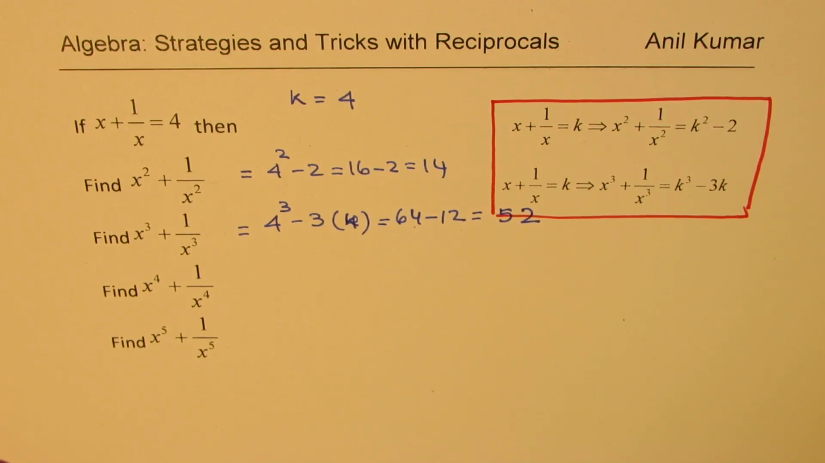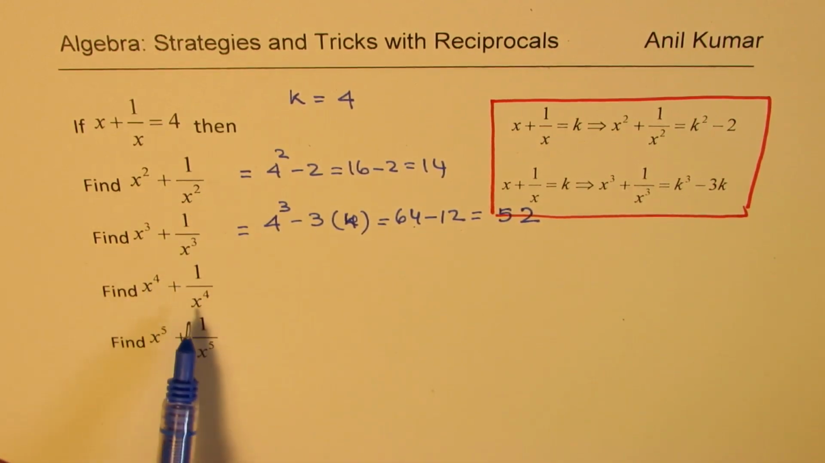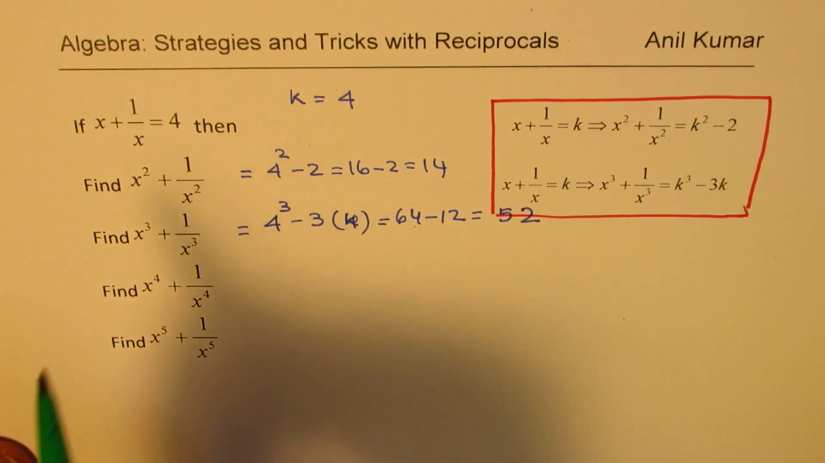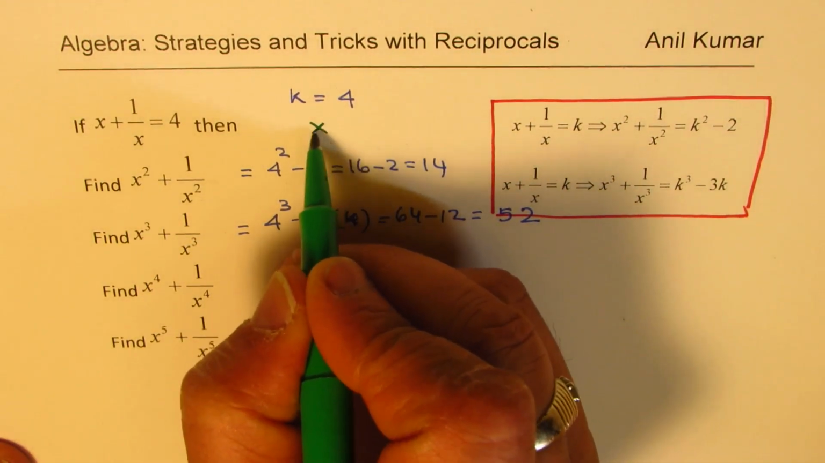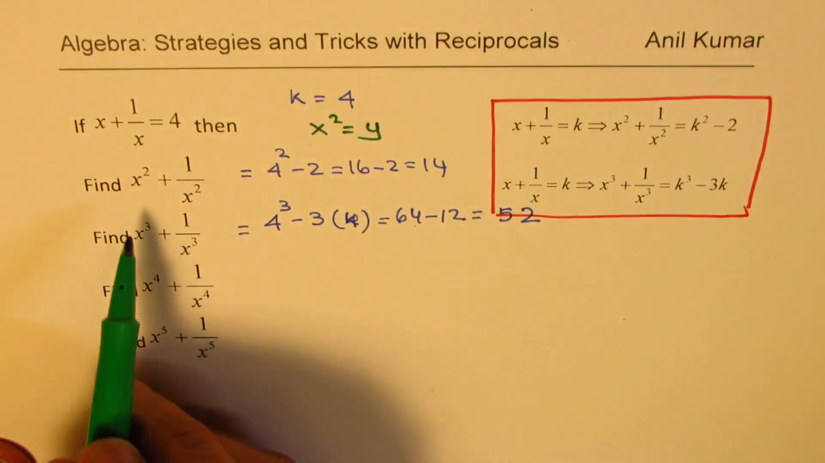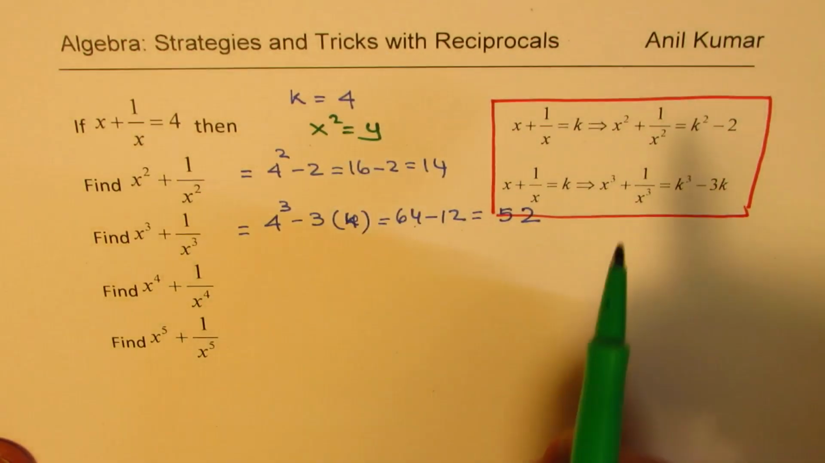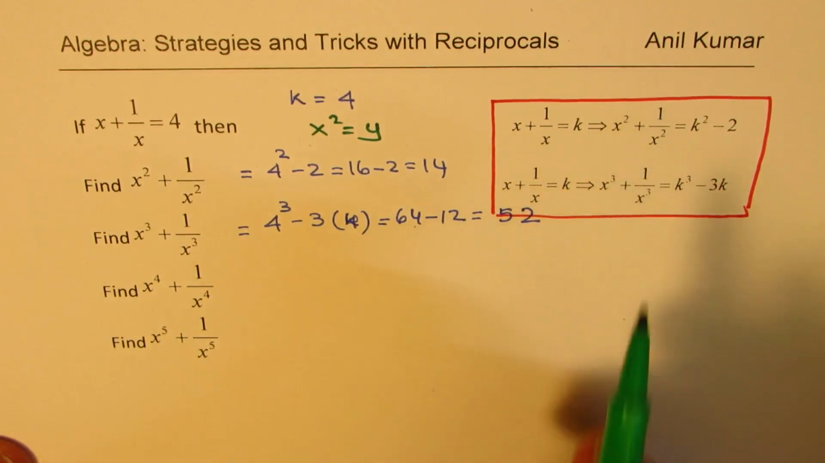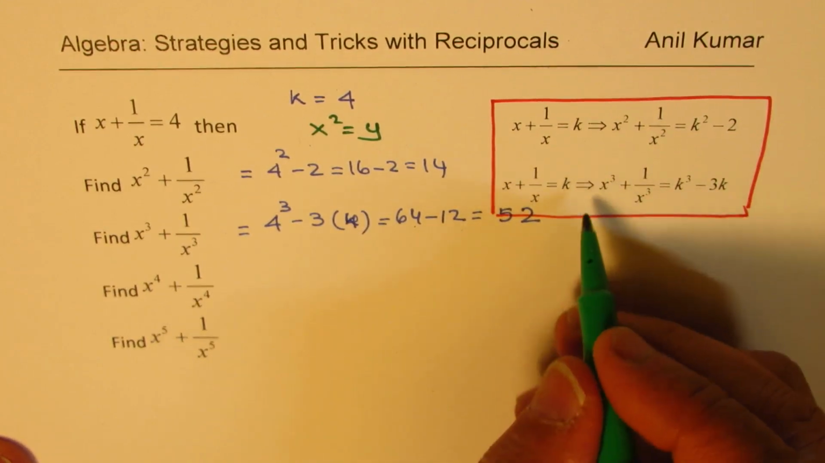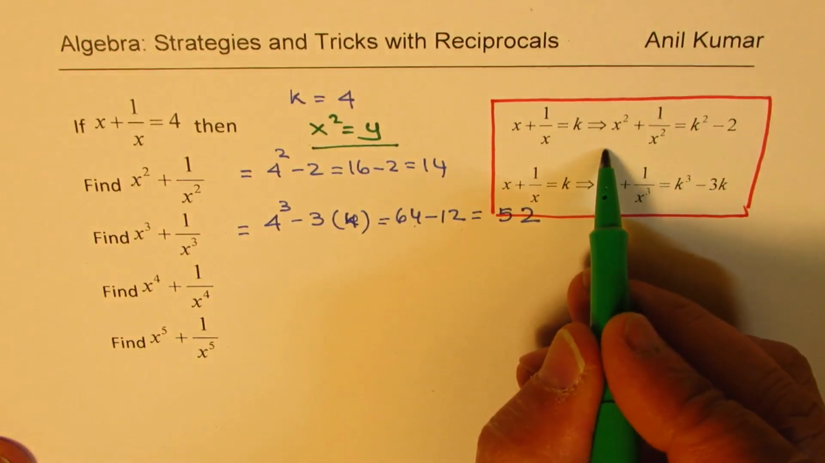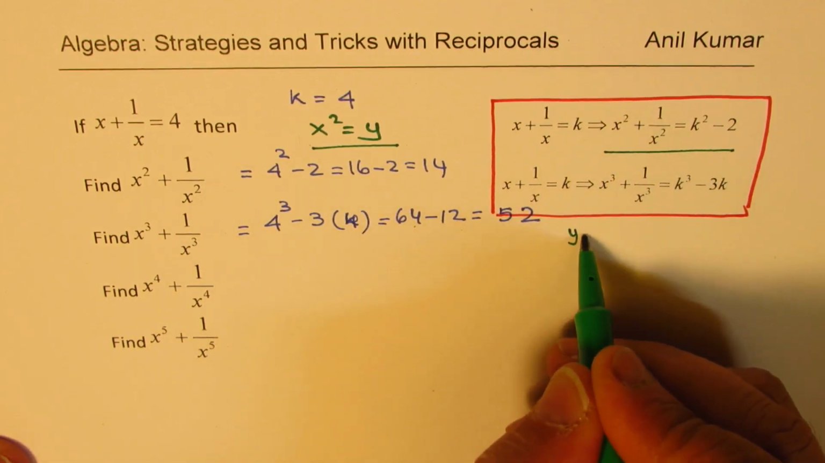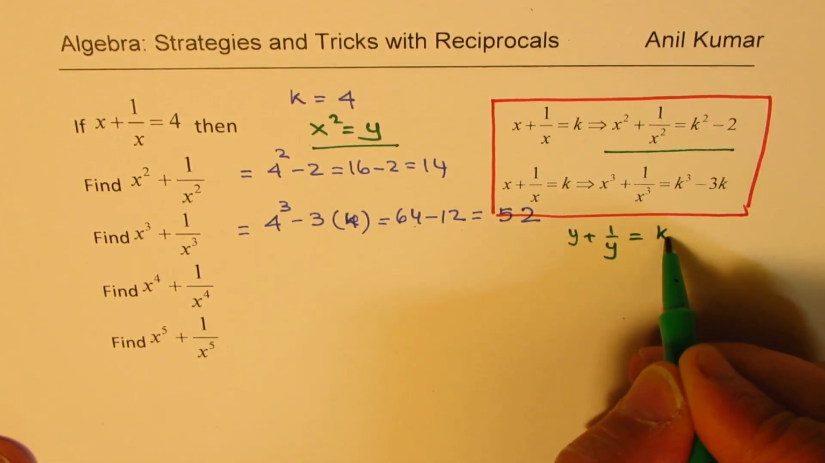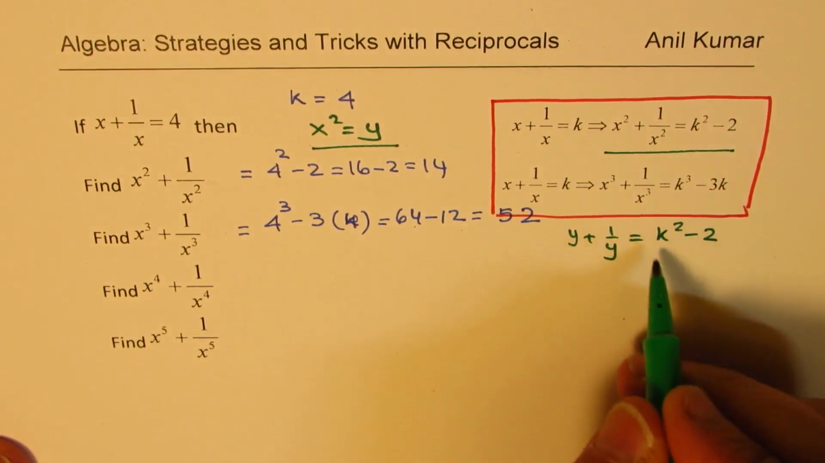Now the question is, how do I extend this to higher powers? Now that is critical. For that, think like this. We could substitute x squared equals y. In that case, what do we get? Well, y plus 1 over y, let me write here. If I write x squared equals y in this particular formula, then we get y plus 1 over y equals k squared minus 2. So that becomes the constant.